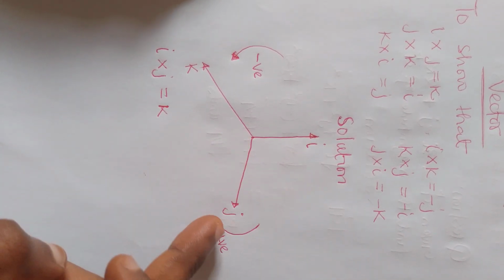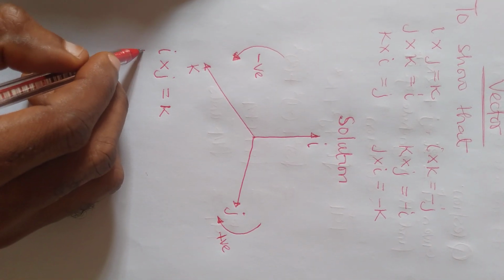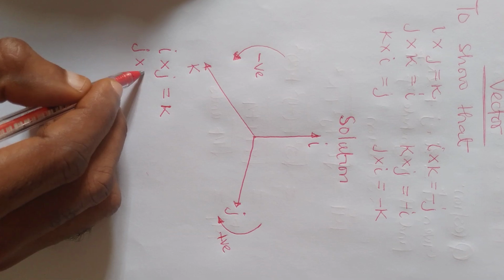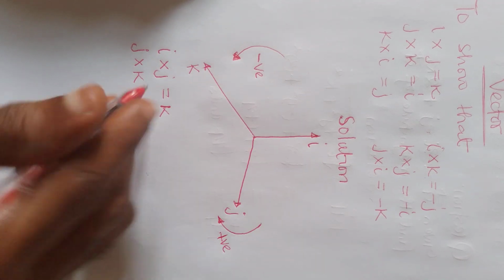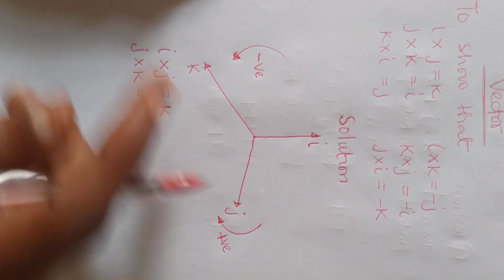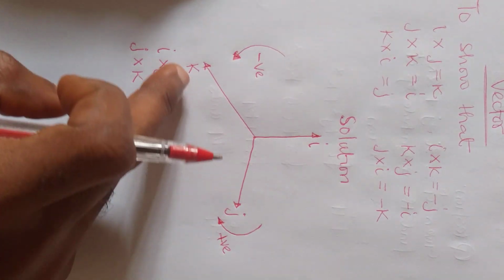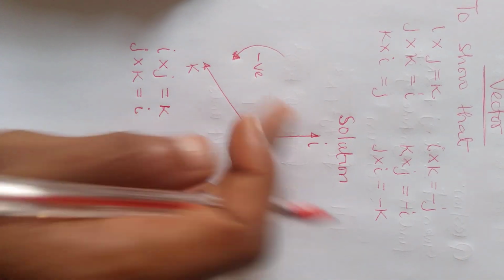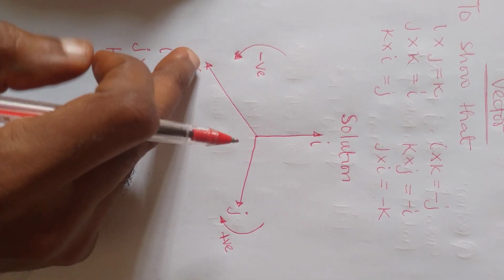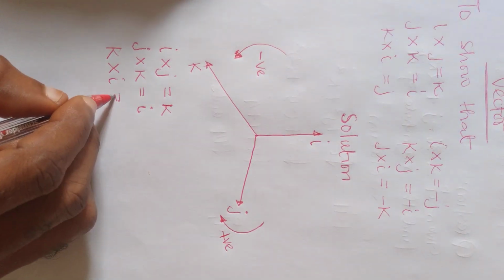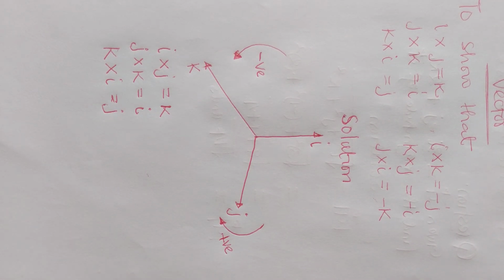So we are done with i cross product of j. The next one will be j cross product of k. Since we are moving in the positive direction this way, it will give us i, and then it will now be k. We are still moving this way, so it's positive, so it will now be k cross product of i, and k cross product of i will give us j. So we are done taking it from the positive side.